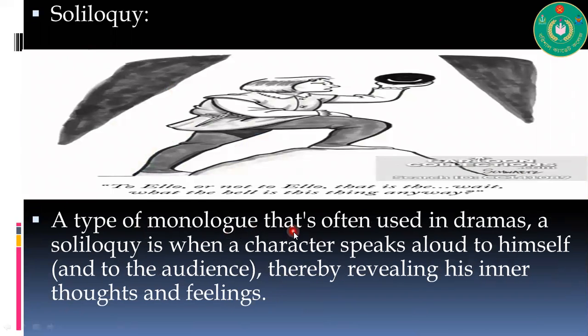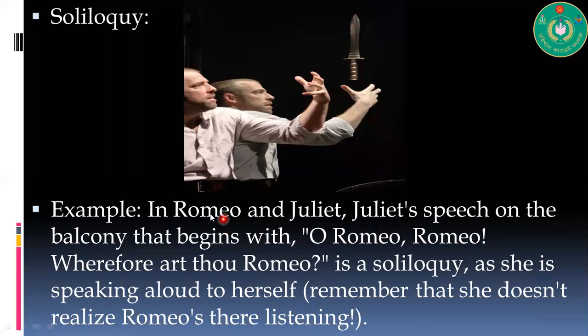Soliloquy is a type of monologue that is often used in dramas. A soliloquy is when a character speaks aloud to himself, thereby revealing his inner thoughts and feelings. In Romeo and Juliet, Juliet's speech on the balcony that begins with "O Romeo, Romeo, wherefore art thou Romeo" is a soliloquy as she is speaking aloud to herself.